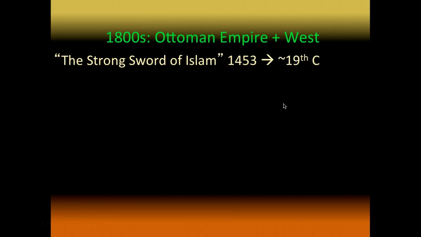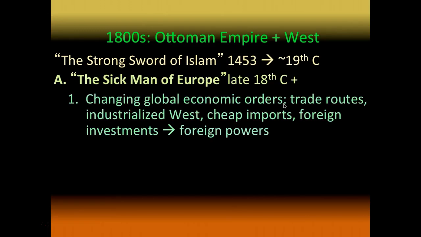The Ottoman Empire also had increasingly difficult economic situations with changing global economic orders. It became known as the sick man of Europe by the late 1700s. And what the changing global economic order meant was that the European shipping in the Atlantic, Indian and Pacific Oceans really decreased the flow of trade through the Persian Gulf and Red Sea and other Ottoman trade routes.